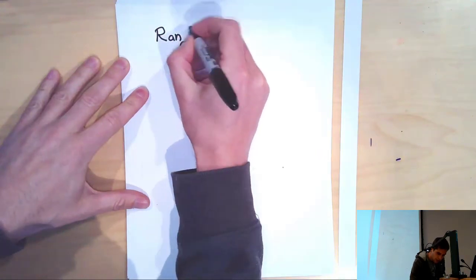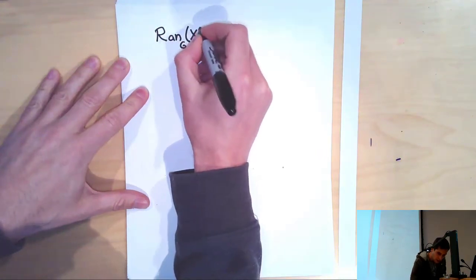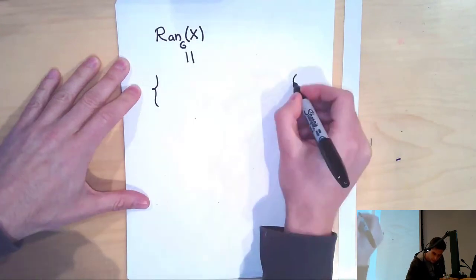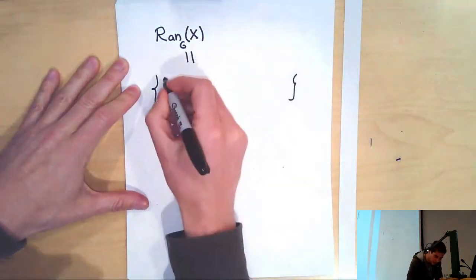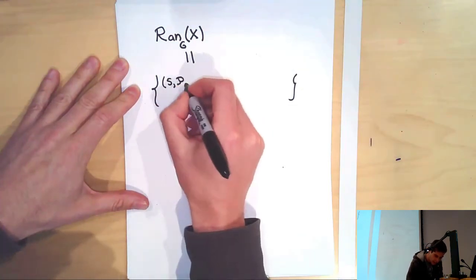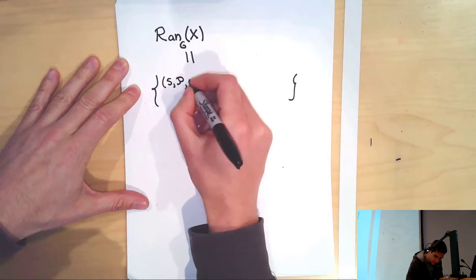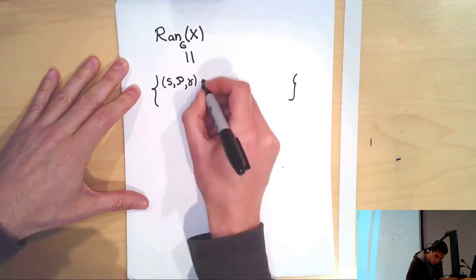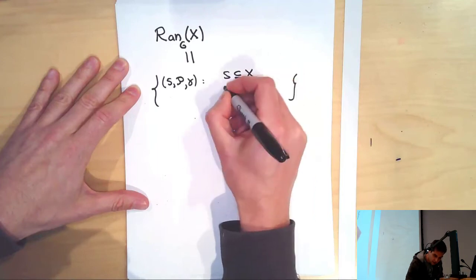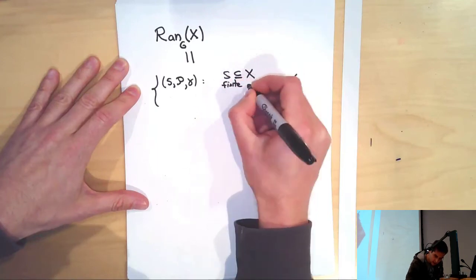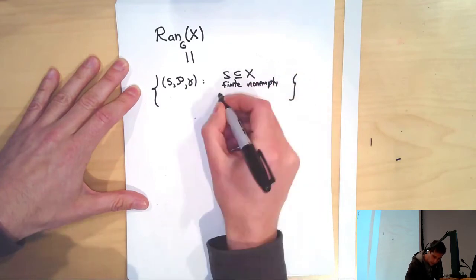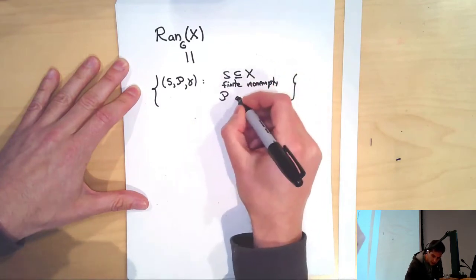So let me start by defining it informally. So Ran_G(X) is the set of all triples (S, P, gamma), where S contained in X is a finite subset, which is not empty, P is a G-bundle on X.